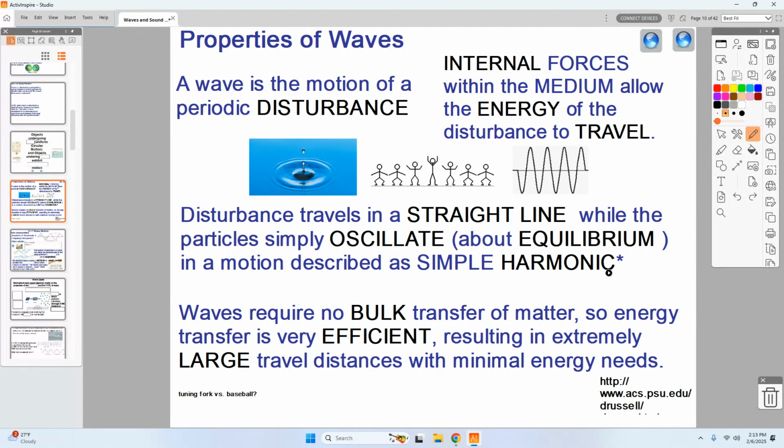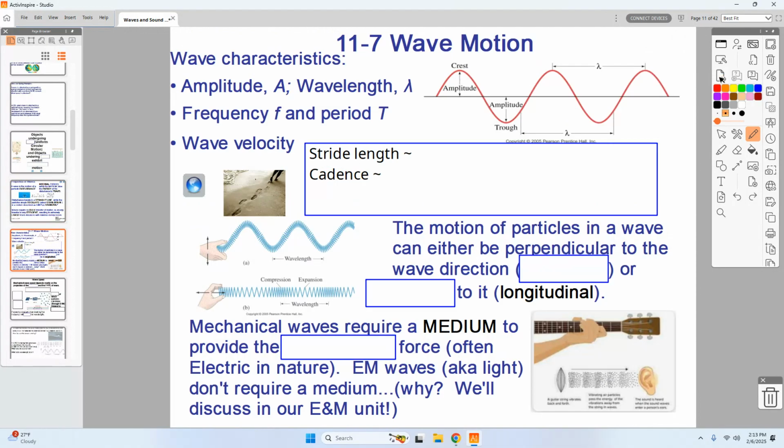All right, we need to look at this thing called wave speed. Lights off or on? Off.